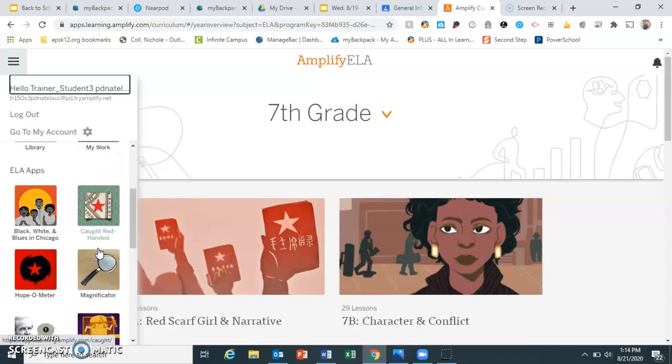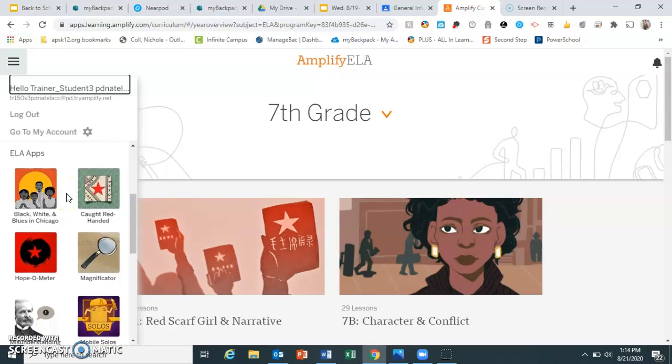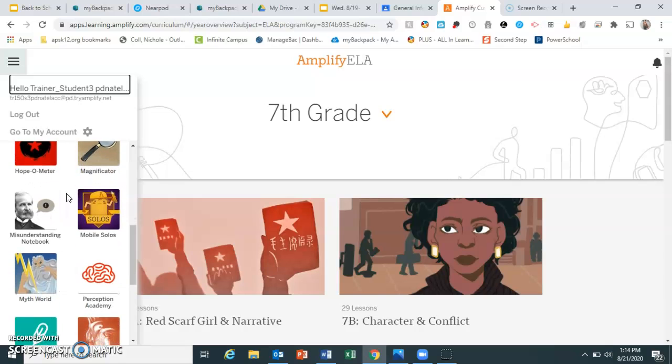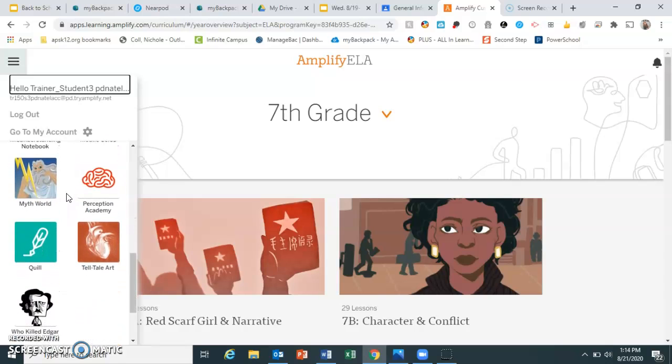We also have the ELA apps. These are the fun games that I was talking about, the ones that go along with the text that we're reading. So you can see that there are multiple different apps that we're going to be using throughout this school year.